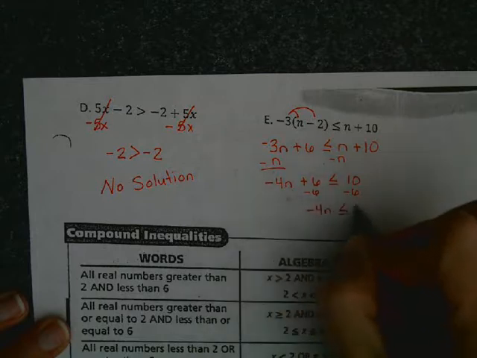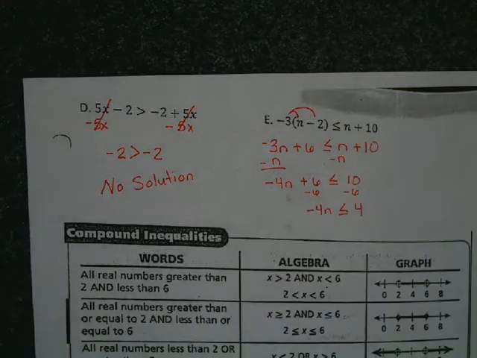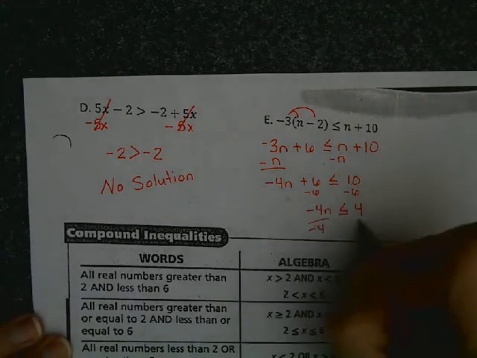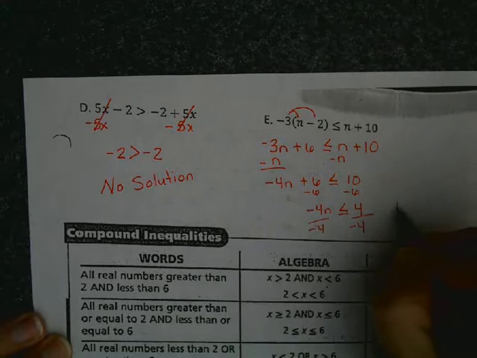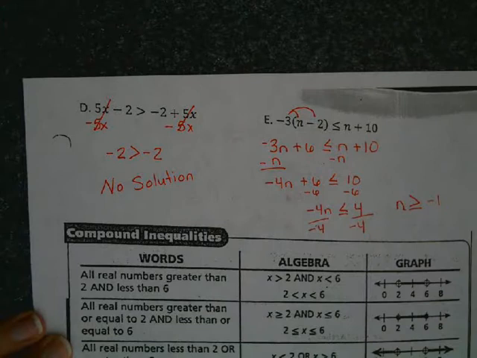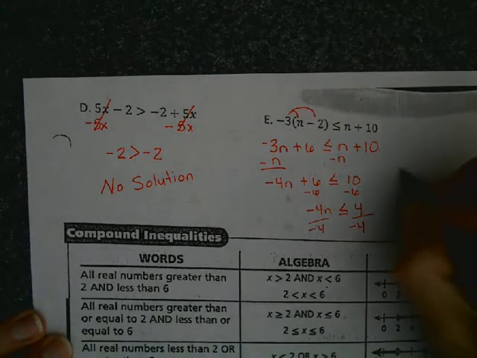Notice on this one, I put my numbers on the left because that's how I like to graph. But on this one, we're going to end up dividing by a negative. And so hopefully you've picked up that when you divide by a negative, you have to flip the inequality sign. I'll put a little note here: I flip the inequality sign when I divide by a negative.